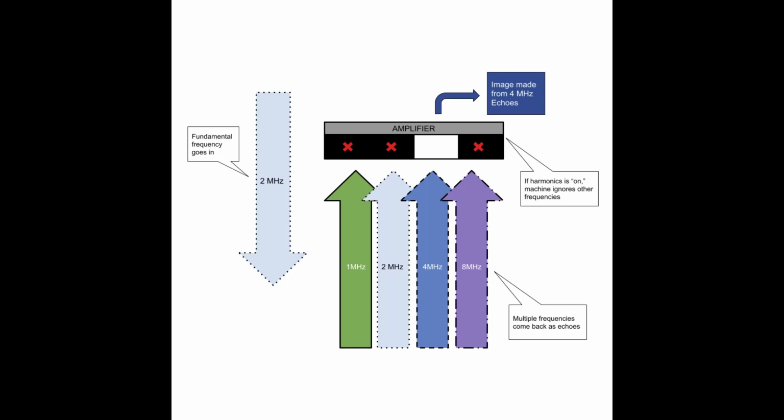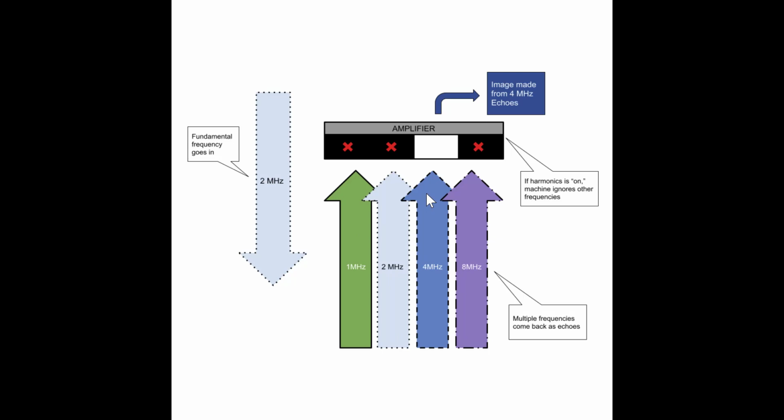It can even go a step further and start to ignore other frequencies, even if they're coming back within the bandwidth. So we can see in this example here, the fundamental frequency was sent in, 2 megahertz went in, and what came back were a bunch of different frequencies. Maybe a 1 megahertz came back, maybe that's some extra noise from outside of the body. The 2 megahertz echoes are definitely going to come back. We're getting our second harmonic and our fourth harmonic coming back. So these are the examples that we're using.